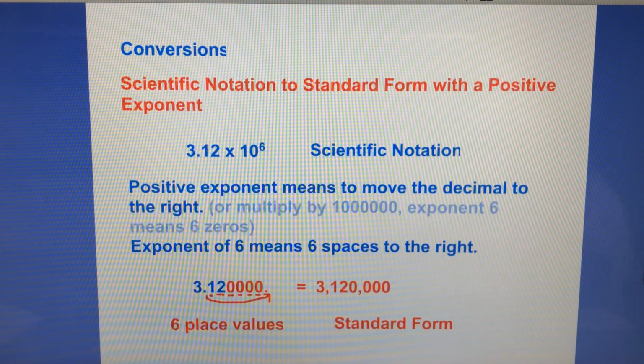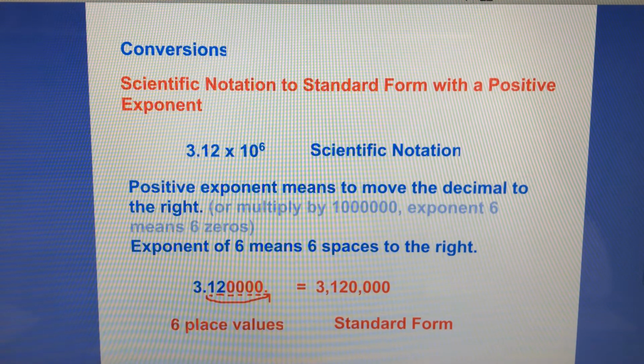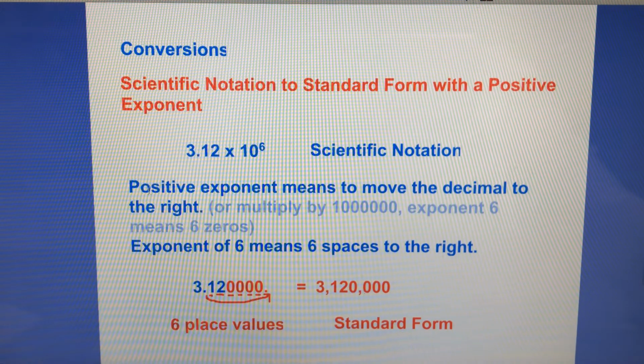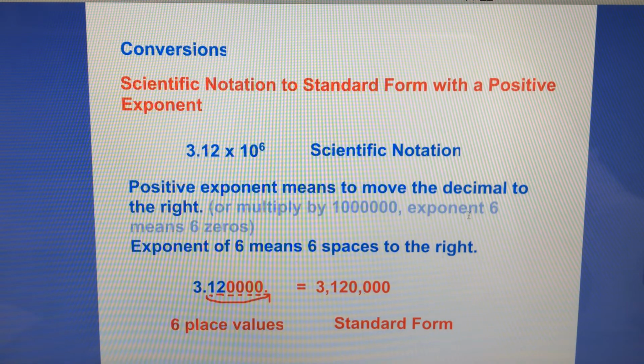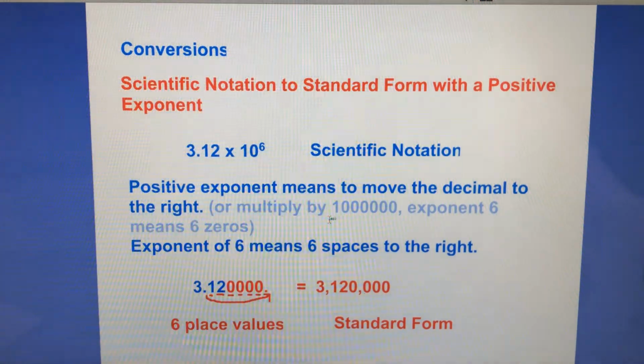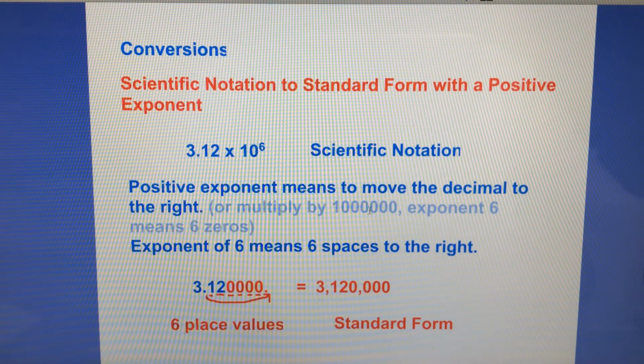Conversions. Let's take scientific notation to standard form with a positive exponent. 3.12 times 10 to the sixth power. This is scientific notation. This is a positive exponent. Positive exponent means move the decimal to the right, or multiply by 1,000. An exponent of 6 means 6 zeros. Exponent of 6 means 6 place values to the right.